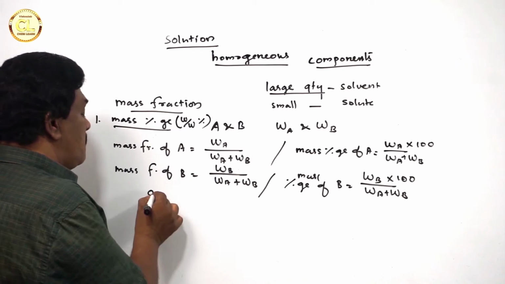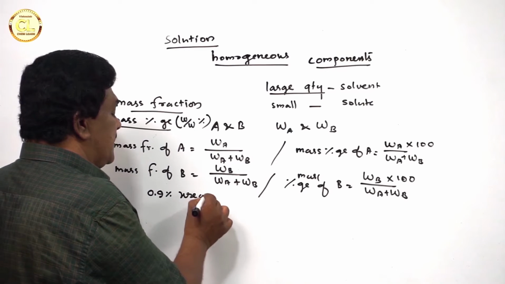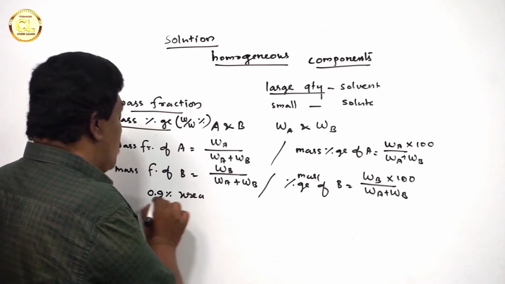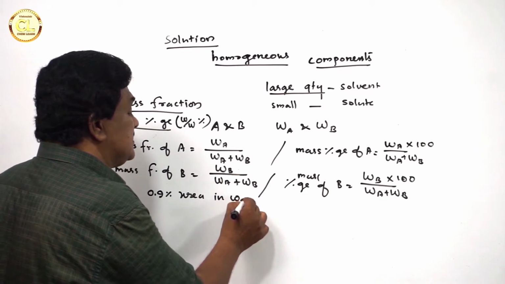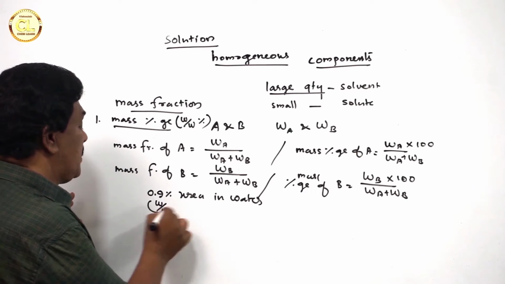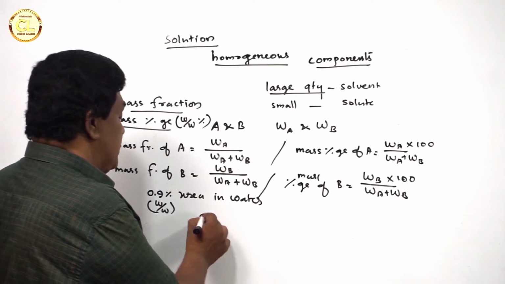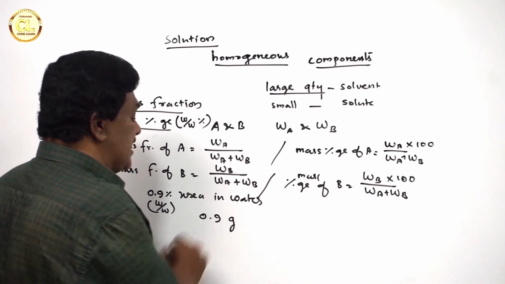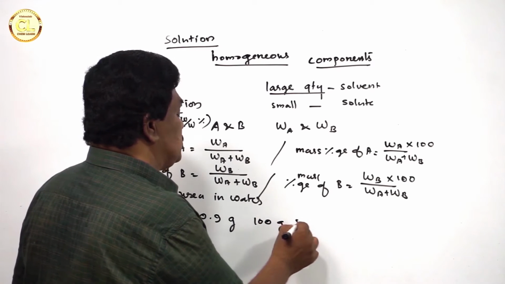For example, a 0.9% solution of urea in water means 0.9% W by W urea in water, which means 0.9 gram of urea is present in 100 gram of the solution.